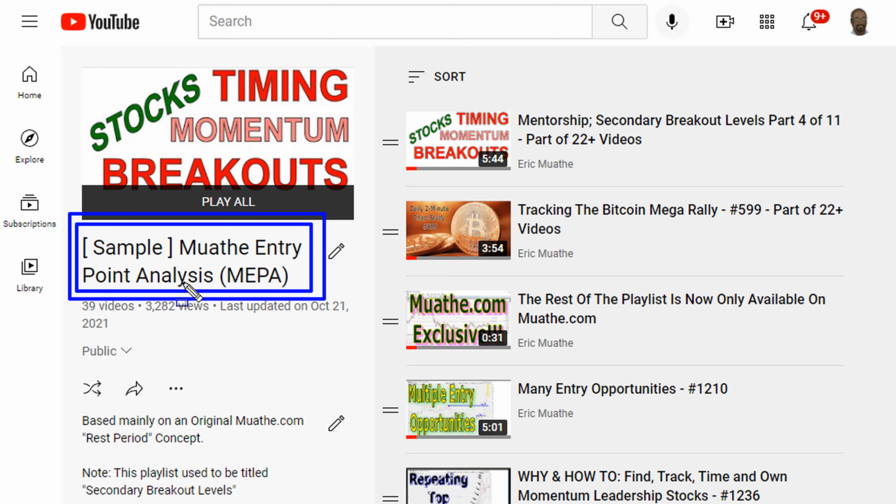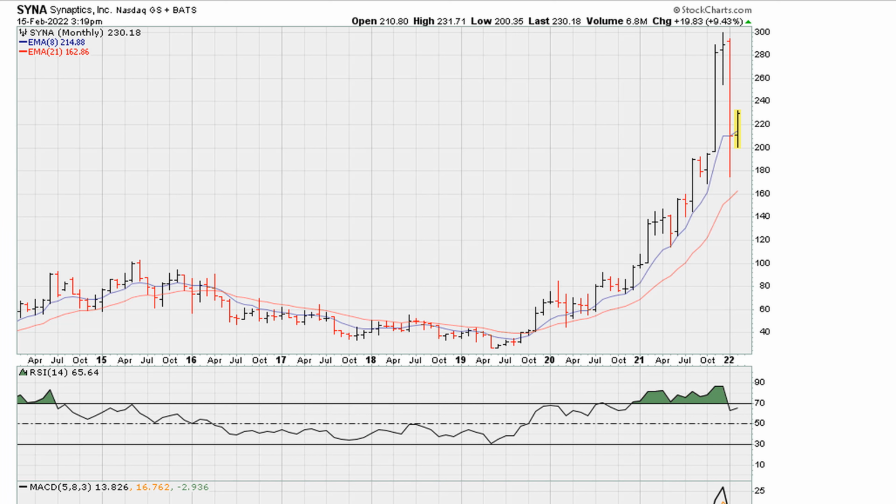It's going to explain to you how you can time breakouts after they have already moved and have some rest period. In other words, it's going to explain how you can own breakouts after some rest period based on that concept.